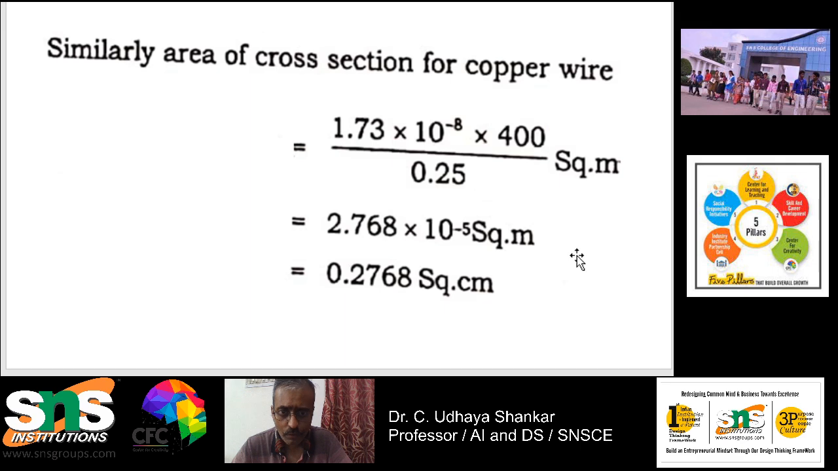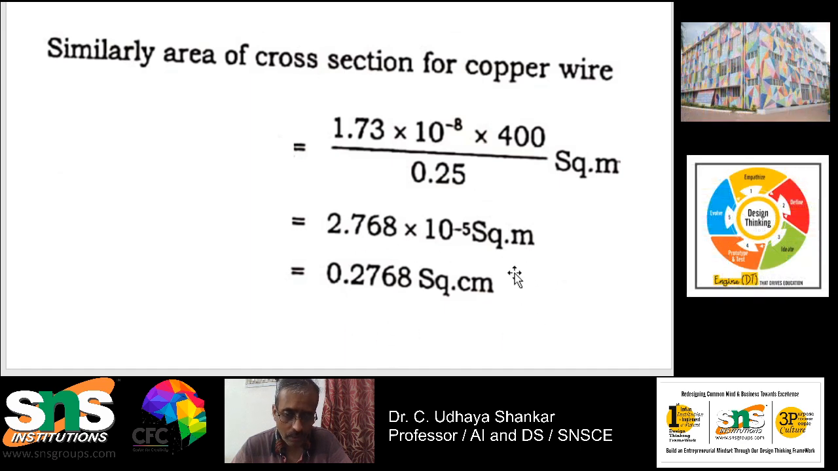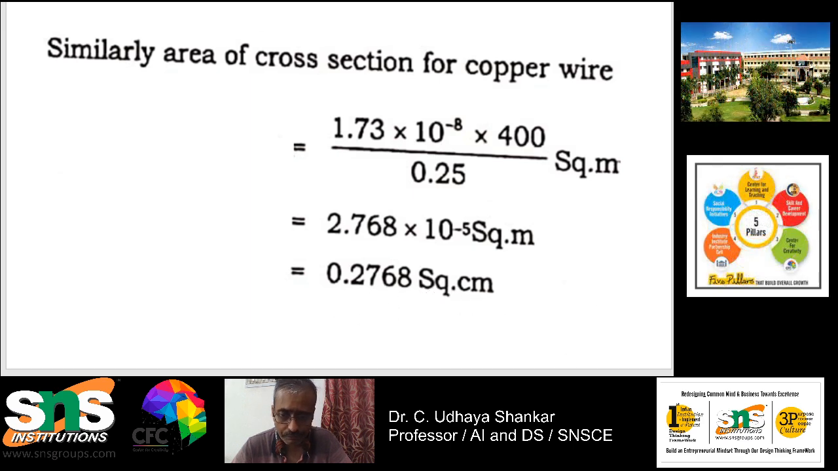So similarly, if you want to find the area of cross section of the copper wire, you can see that it is nothing but 1.73 into 10 power minus 8 into 400 divided by 0.25. So again, I will be getting the answer as 2.768 into 10 power minus 5 square meter, and here you can see that if I convert into square centimeter, because you want to multiply it by 10 power 4, you will be getting 0.2768 square centimeter. So this is how you have got the area of cross section of aluminum wire as well as copper wire.